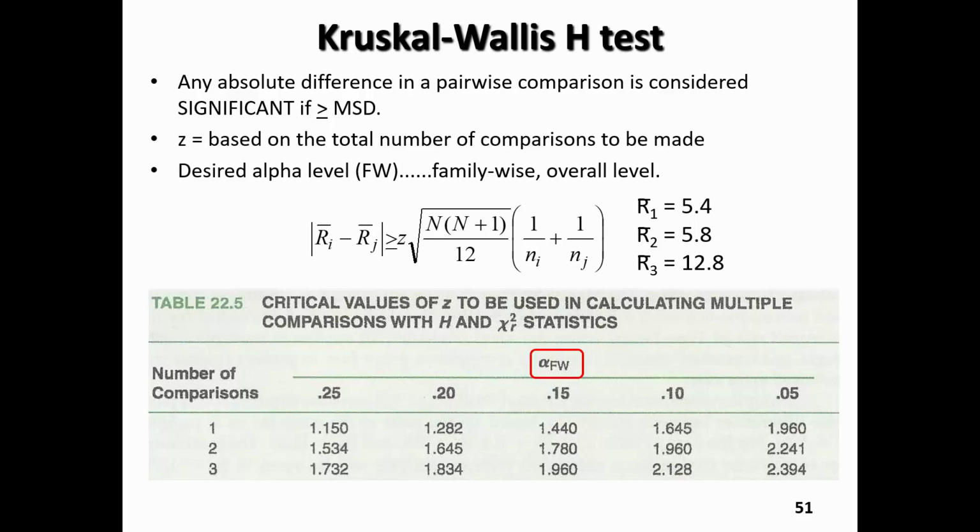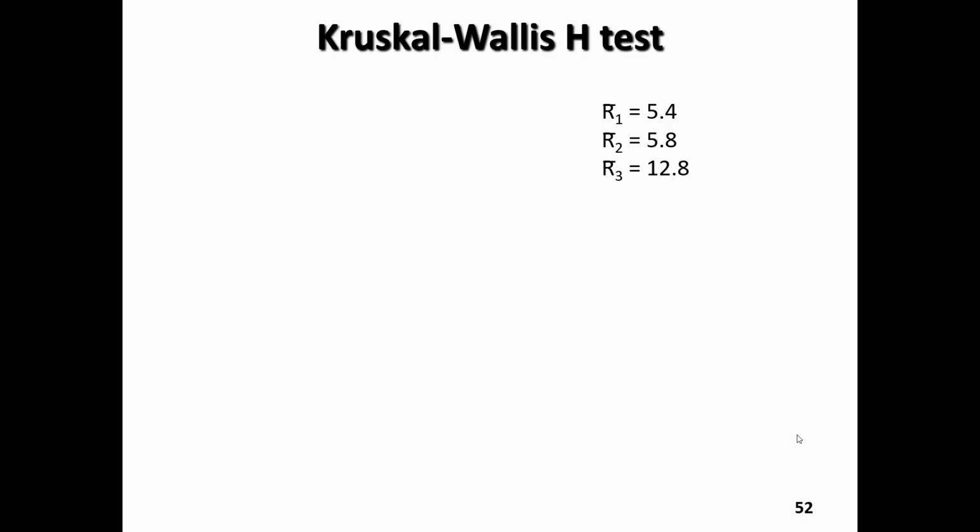So coming to the table, we first determine our alpha level, and unless stated otherwise, we always go with 0.05. And then in terms of the number of comparisons, once again, we have 3 comparisons, and we find the intersection of these two values, and we have our z value. This is what we would input into this equation: 2.394. And we're going to do that here on this slide.